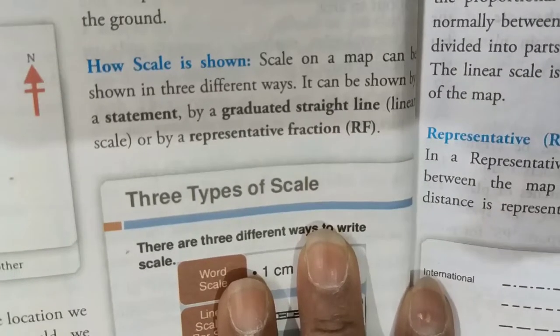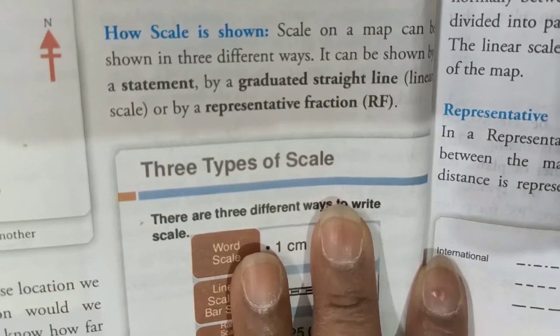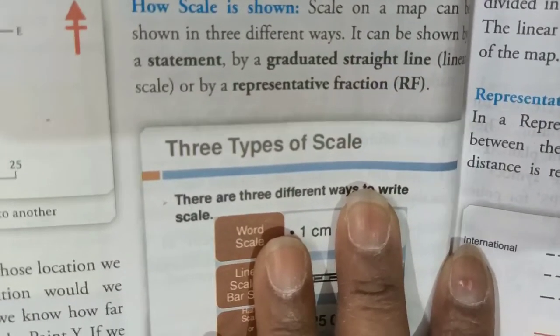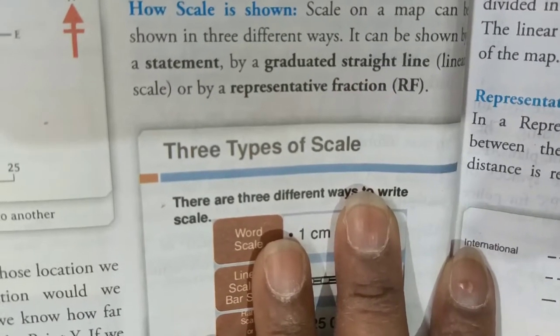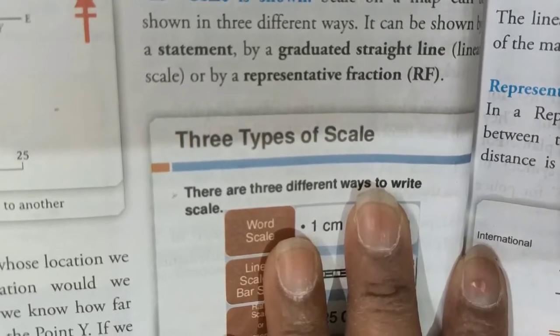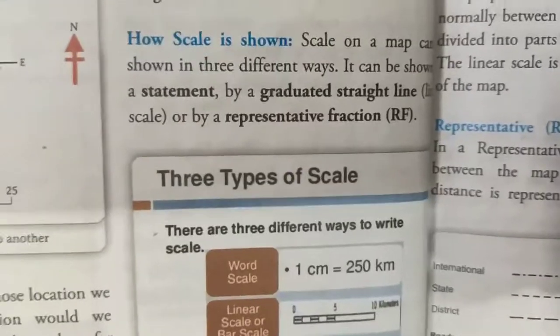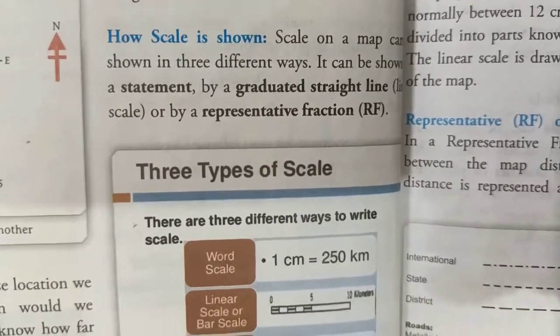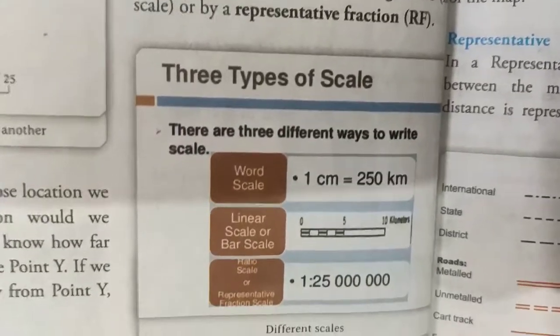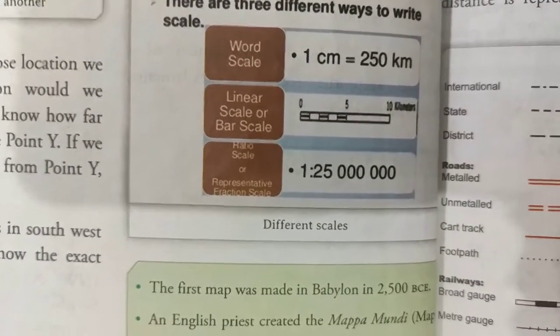So let us see which are the different ways of showing a scale. The first way is by a statement, second way is by a graduated straight line, which is also known as linear scale, and the third is the representative fraction, which is also known as RF. So these you can see over here, the three different ways to show the scale.